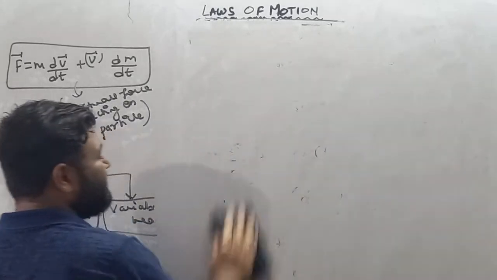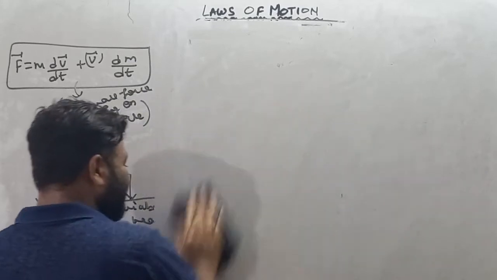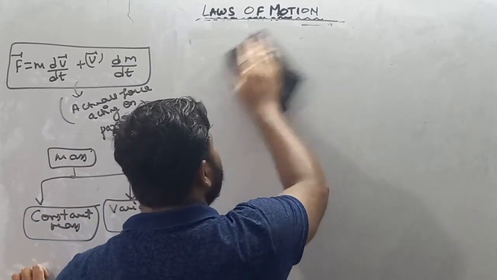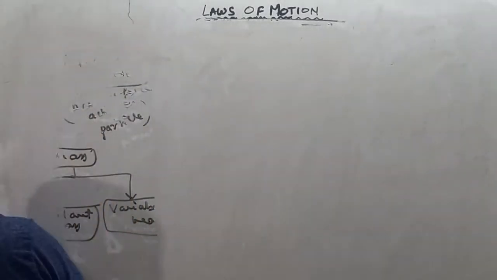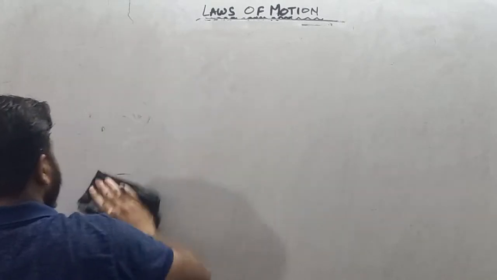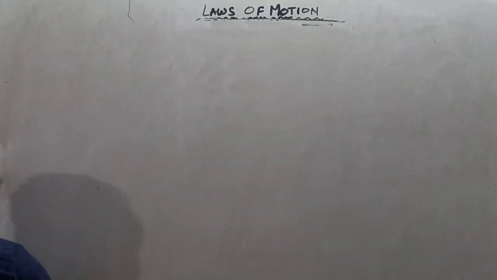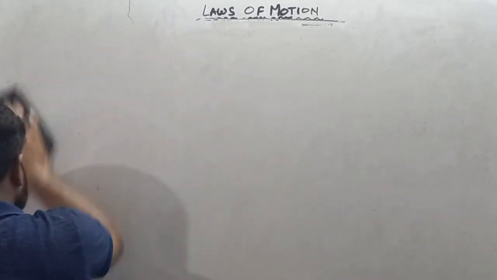This is the universal law which everyone knows about. So write down Newton's third law of motion. So what is actually the third law of motion? The third law of motion is: to every action there is an equal and opposite reaction, my dear student.